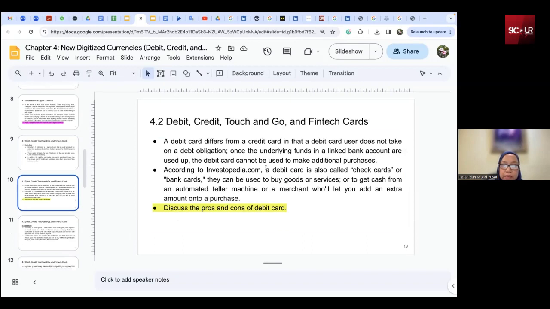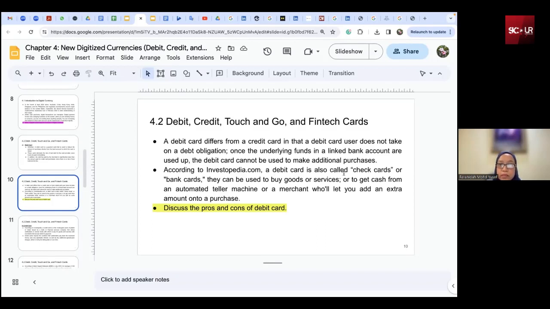So a debit card differs from credit card. It berbeza with the credit card. It does not take the debt obligation. Once the underlying funds in the linked bank account are used up, the debit card cannot be used to make additional purchases kan. Ada 500 belanja 500 lah. Tak boleh lebih. Tak boleh lebih.